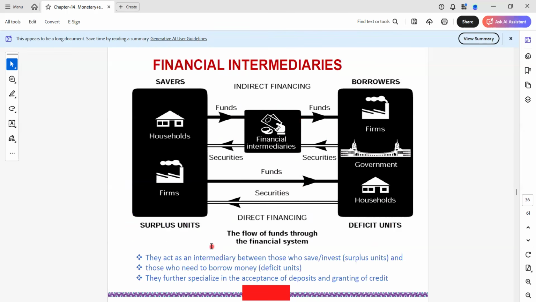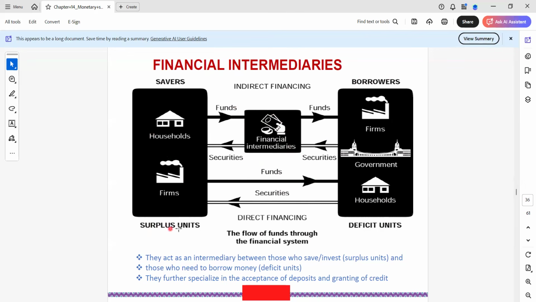Then we have financial intermediaries. So your financial intermediaries, those are your what? Those are your commercial banks, right? Your commercial banks are your Capitec, FNB, what else? Nedbank, Absa, and so on. Those are the commercial banks, right? They're called financial intermediaries. And they act as what? You can see here in the middle, they act as a middleman between the what? The savers and the borrowers.